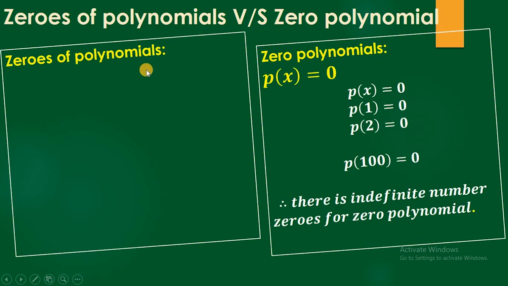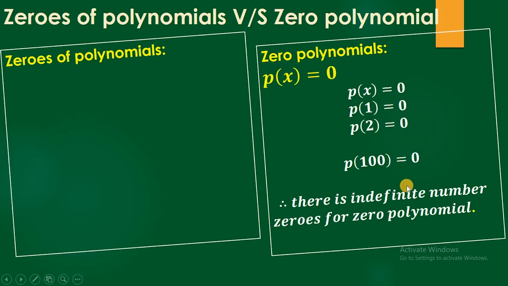Okay, now when we talk about zeros of the polynomial, I hope you have understood what the zero polynomial is. Zero polynomial means p of x equal to 0, or you can say p of r equal to 0, or p of y equal to 0. Zero itself is called the zero polynomial. So whatever value of x you put, the answer will always yield 0.